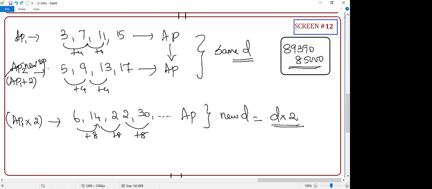Guys, there are so many other properties. For AP itself, I can give another 10 to 15 properties, but it's not needed for your 10th. Let's stick to your syllabus. Okay, so let's see in the next class. Just note this number. Any doubt you can ask. Okay, take care, students. Bye bye.